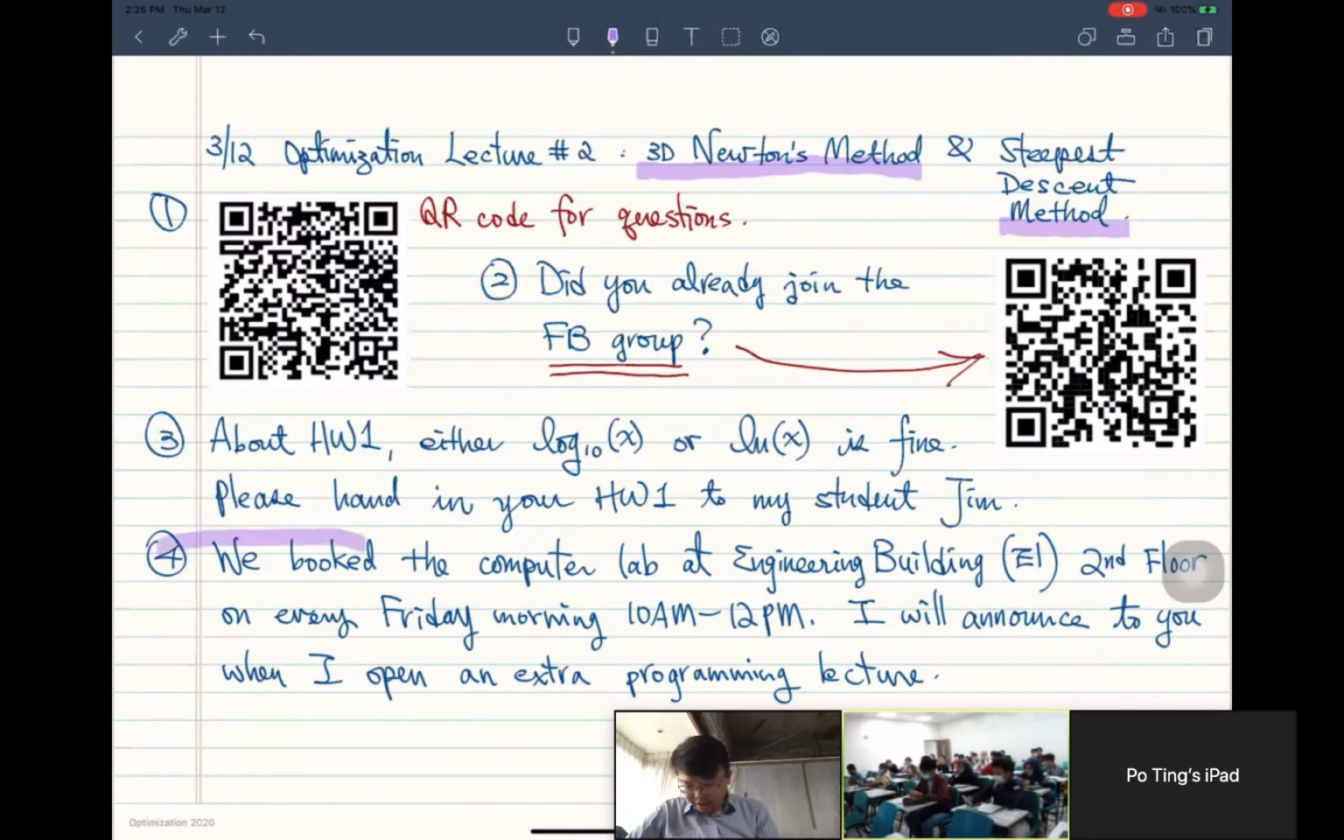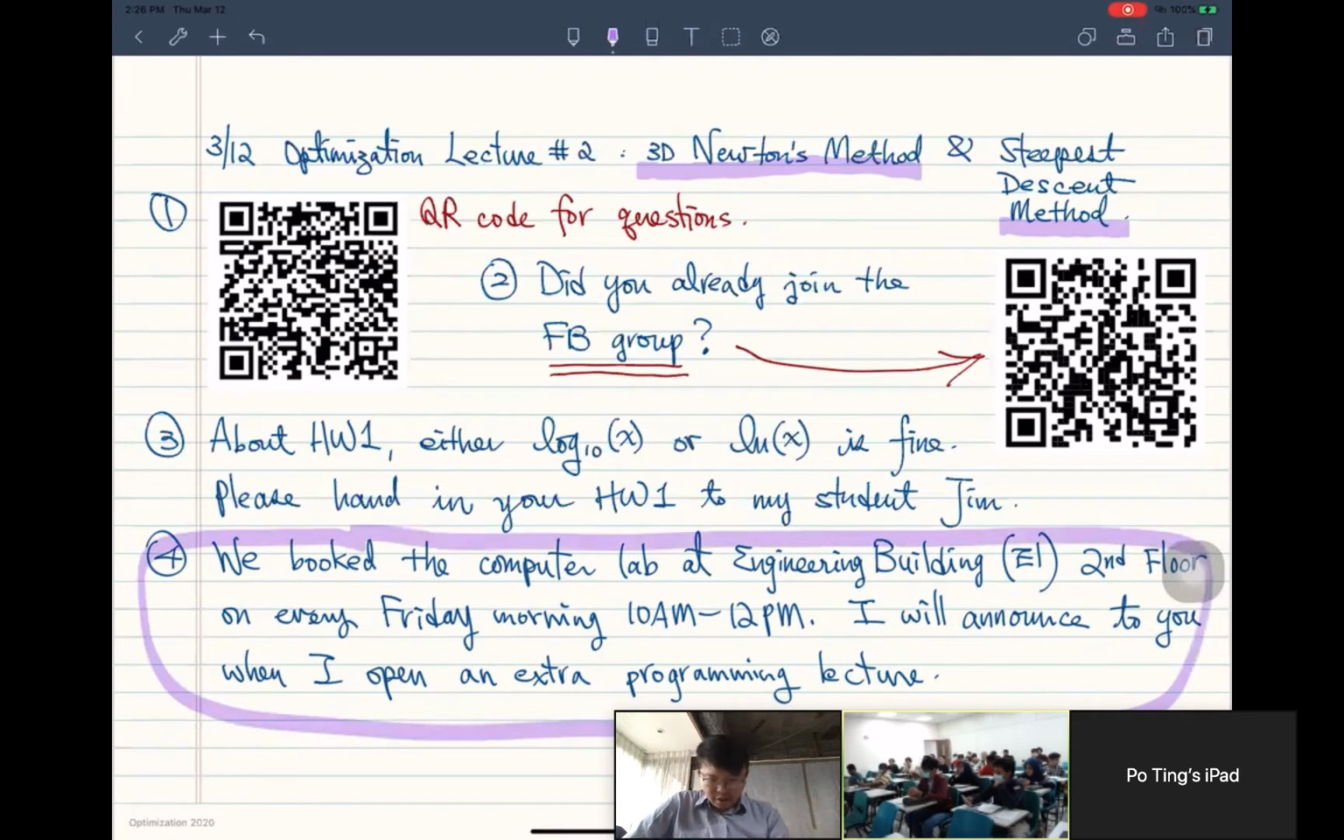And finally, number four, actually, in this class, I would like to help you to learn how to use computer codes to solve an optimization problem. Because later on, you may have larger problems and you cannot solve by hand. So I will teach you how to do it. But our classroom is right here. I think this is TR building, right? You are in TR building, no computers.